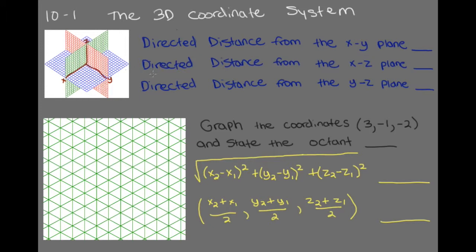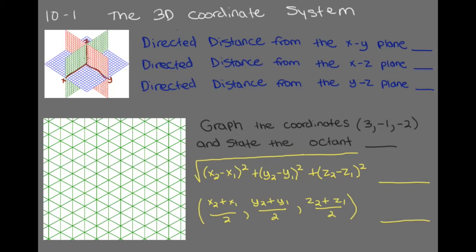So let's start by defining a couple of the terms that we'll talk about. So the directed distance from the xy plane. This is just a really fancy way to talk about x, y, and z. The directed distance is really just how far you're going from the plane we're talking about. And the xy plane is the plane that consists of x and y. So the blue plane that we see here in this picture would be the xy plane. And the directed distance would be how far we're moving away from it.